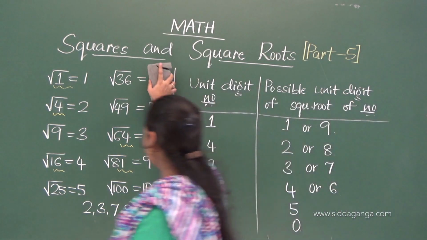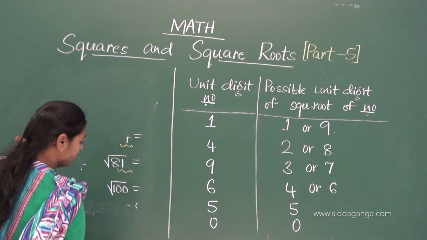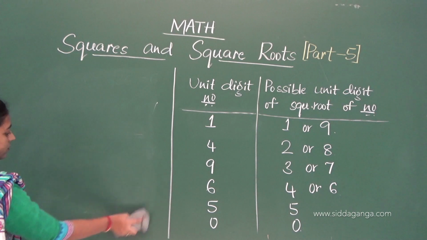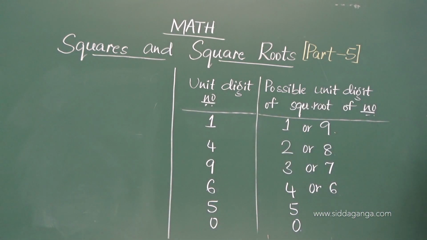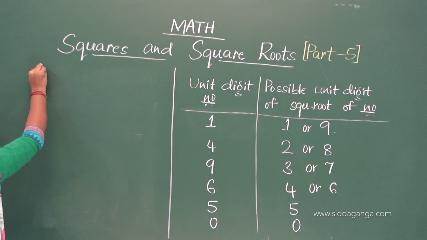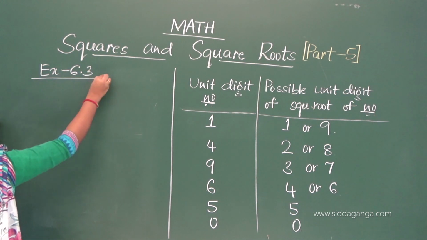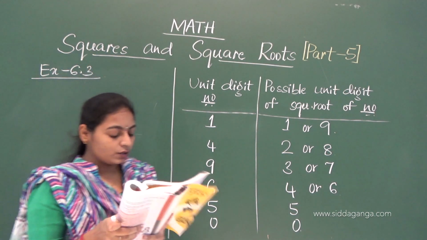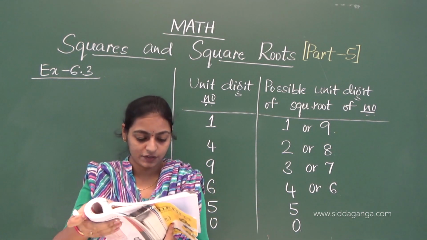Exercise 6.3. First, what could be the possible ones digit of the square root of each of the following numbers?